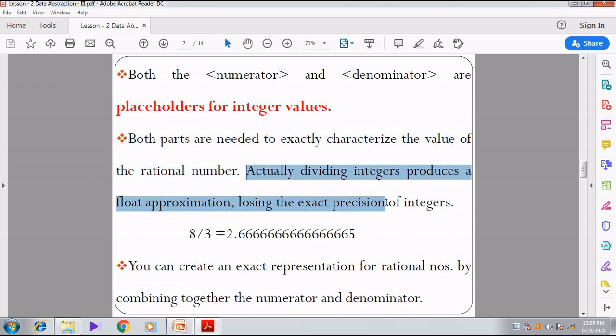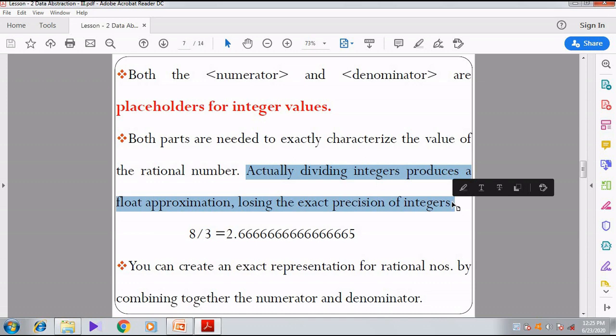Actually, dividing integers produces a float approximation, losing the exact precision of integers. Take a simple example. When you divide 4 by 2, what will happen? 2 2s are 4. There is no need to go with floating point values. But when 5 is divided by 2, we get 2.5.